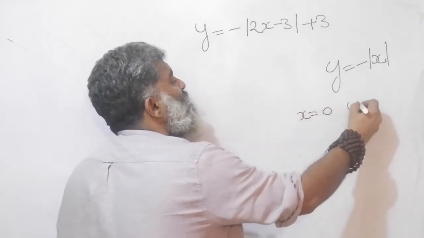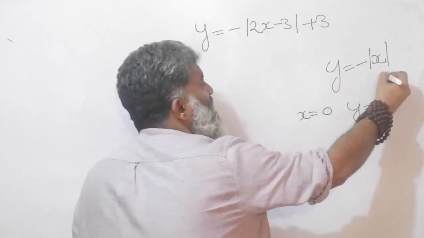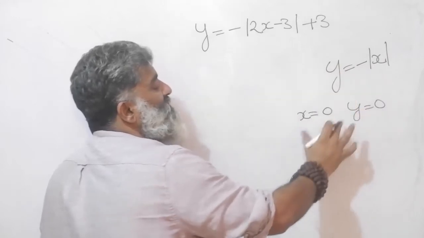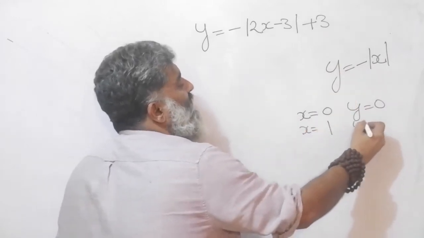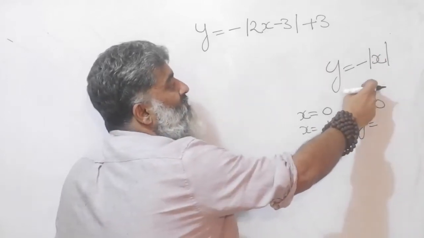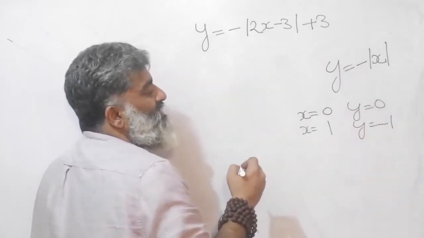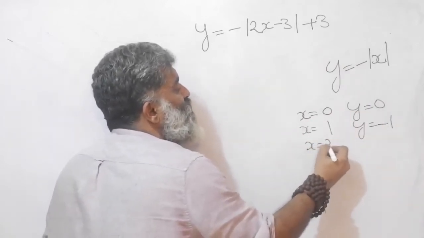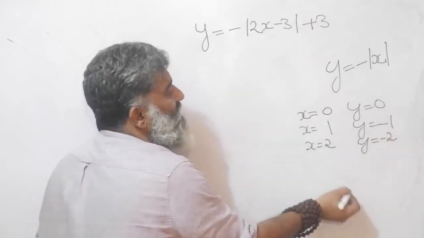If x is 0, y is going to be 0. I assume that you are putting in the value of 0 and checking for yourself how y is 0. Okay, x is 1, y is equal to how much? If x is 1, mod of 1 will give you a 1, but there is a minus outside, so the overall result will be minus 1. If x is 2, the overall result will be minus 2. Okay, so I see what is happening here.